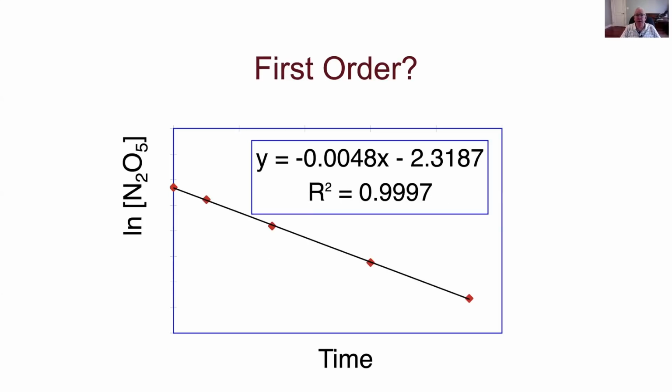This is the first order graph, log of concentration versus time, and that looks a whole lot better, right? My data points all seem to sit on the line. My correlation coefficient tells me it's very, very close to 1. So it looks like we have a first order reaction.